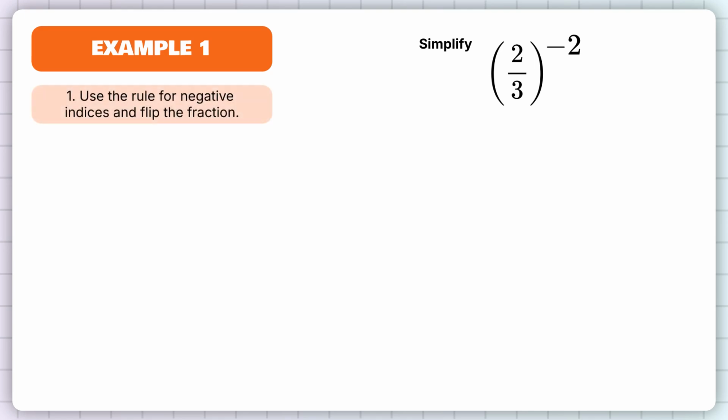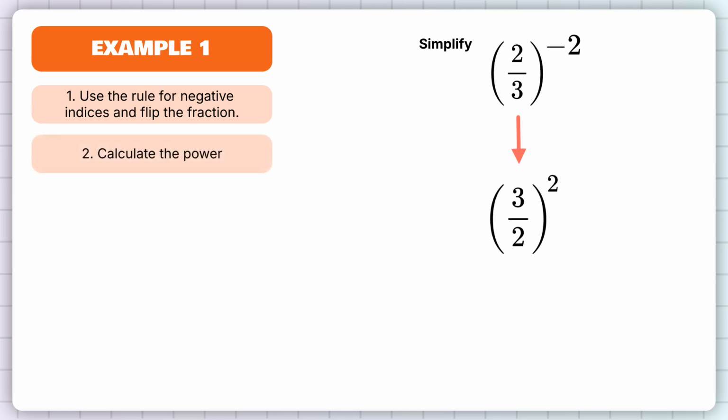First, use the rule for negative indices and flip the fraction, so 2 over 3 to the power of minus 2 becomes 3 over 2 squared. Next, calculate the power by squaring both sides of the fraction, so 3 over 2 squared becomes 9 over 4. So 2 over 3 to the power of minus 2 equals 9 over 4.